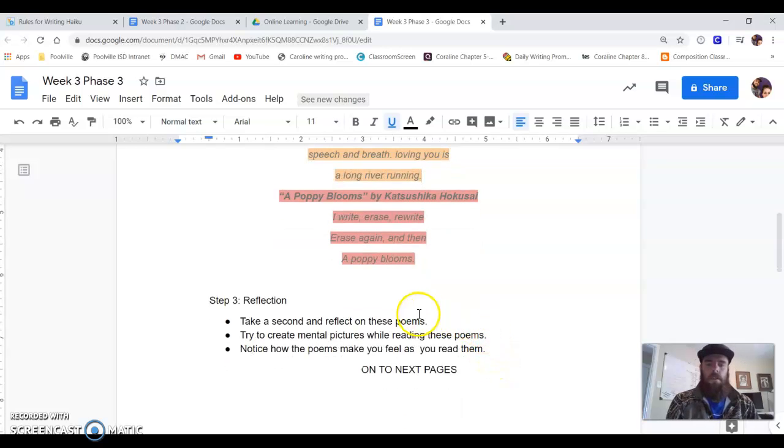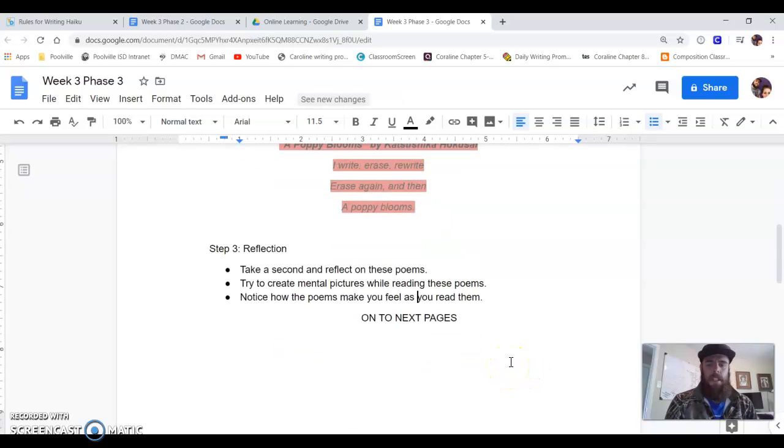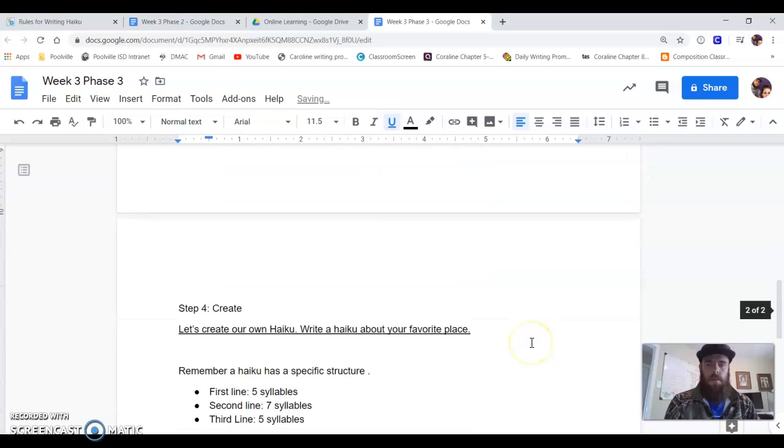Reflect. Take a second and reflect on these poems. Try to create mental pictures while reading these poems. Notice how the poems make you feel as you read them. I feel like there's an extra space right there. So yeah, read these, sort of connect with them, stuff like that. And then remember, goes on to the next page. I'll underline step 3 too. On to the next page.